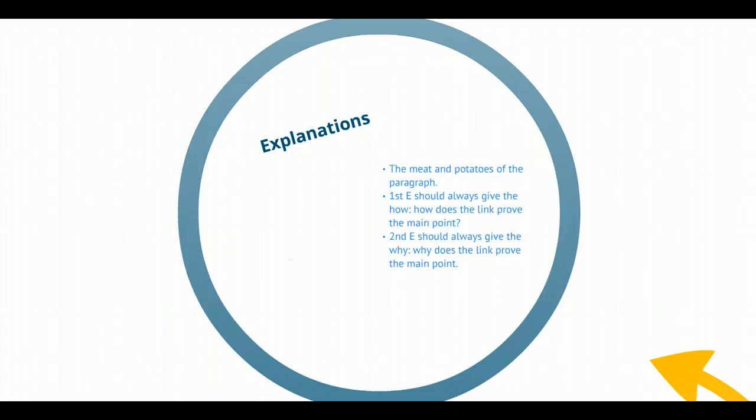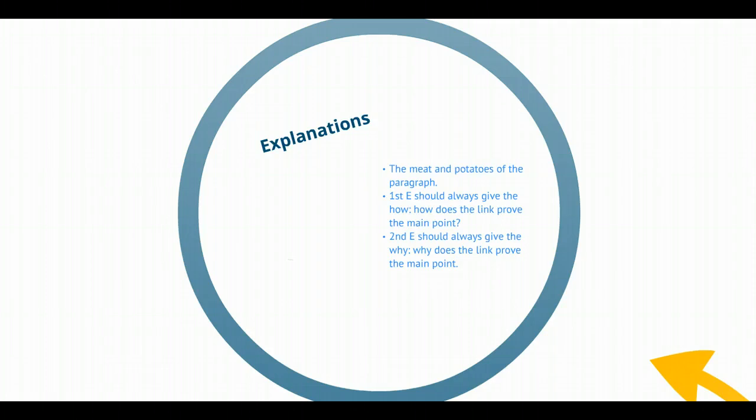So, as a guiding question for that, what I mean by the how, you see it says, how does the link prove the main point? Or how is the author using whatever literary term you are analyzing? But there should definitely be a how. How is this important? That's your first E. So not only are you expanding on your main point idea, but you're also explaining how it is important.